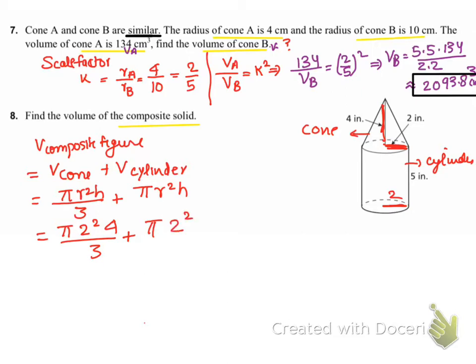2 square, and height, now the difference is in the height. In case of cone, height was 4, in case of cylinder, the height is 5. So keep in mind, only this is the difference. When you solve this expression, this is 16 pi over 3 plus, here 2 times 2 is 4, times 5, 20 pi, and when you plug it in and find your answer to the nearest tenth, it's 79.6 inches cubed.